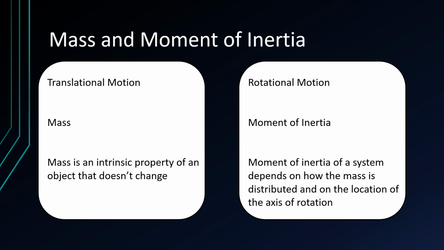And this mass basically determines how hard it's going to be to overcome the inertia, right? So mass dictates how much acceleration we get out of a force. The same thing happens with our moment of inertia. So in rotational motion, instead of mass, we have something called the moment of inertia. And the moment of inertia of a system really depends on how the mass is distributed and the location of the axis of rotation. And I'll give you some examples of that in a second.